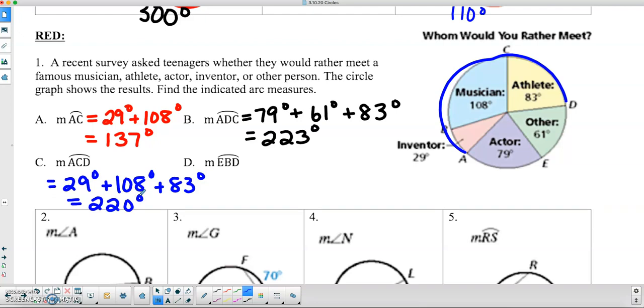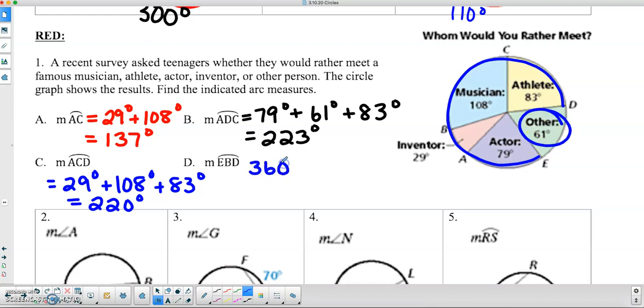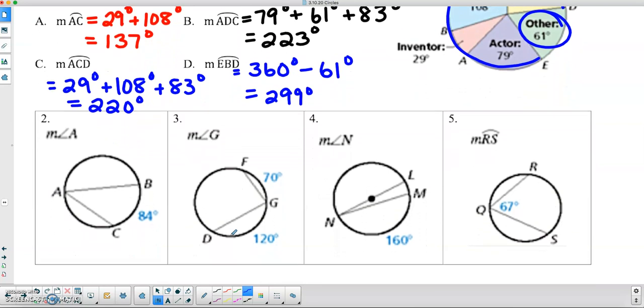Lastly, for arc EBD, so if we go here for arc E to B to D, if you notice, it is everything except our other. So another way you can do this would actually be to take the total degrees in a circle, which is 360, and subtract 61 degrees in order to get 299 degrees. Okay, so now let's do a couple of practice problems for our inscribed angles here.